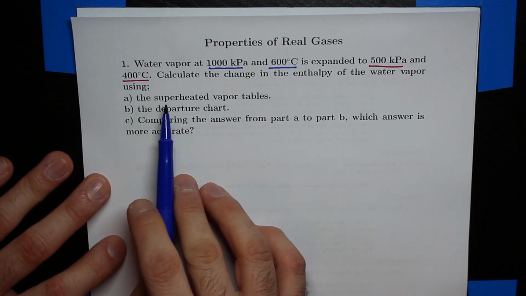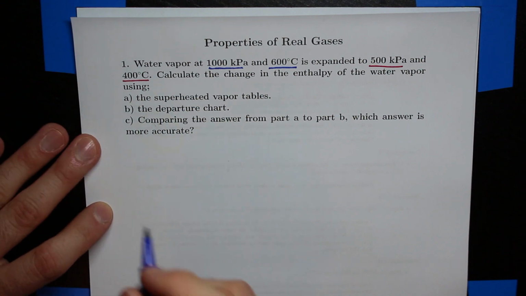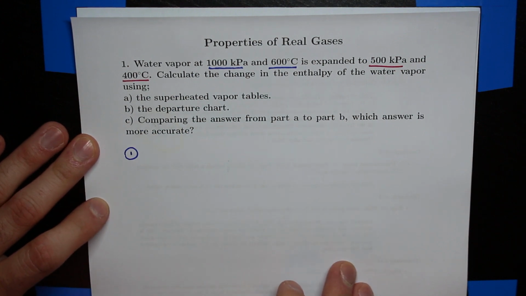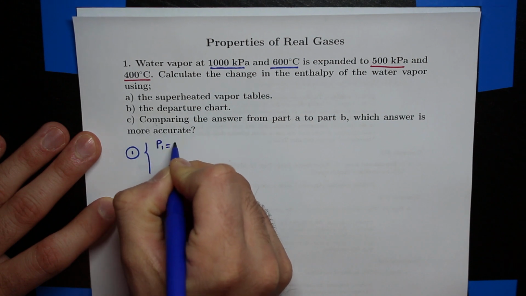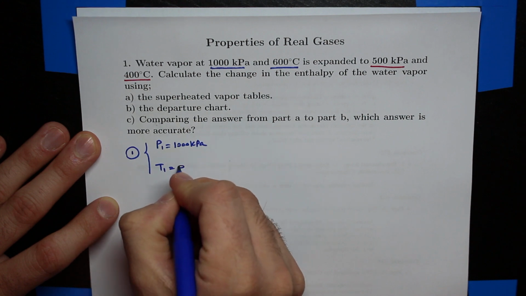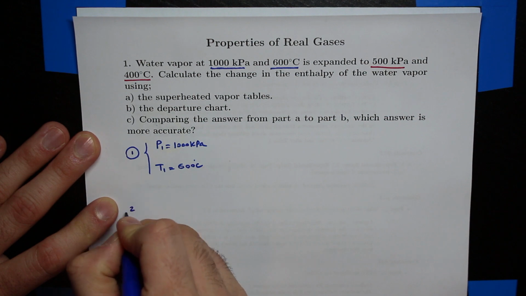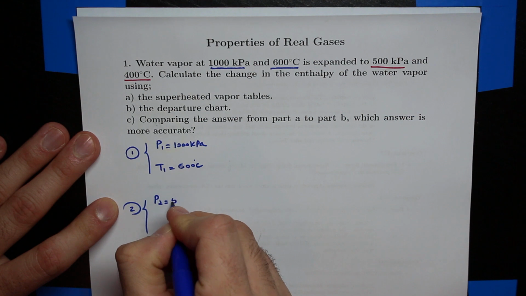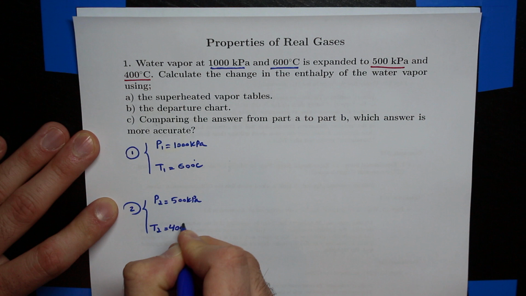And in part A, we are just going to use the superheated vapor tables. So pretty simple in part A. So let me just write down the two states that we have. We have state 1, and in this state, water vapor has pressure of 1000 kPa and temperature of 600 degrees C. And also we have state 2, pressure is dropped to 500 kPa and temperature is equal to 400 degrees C.